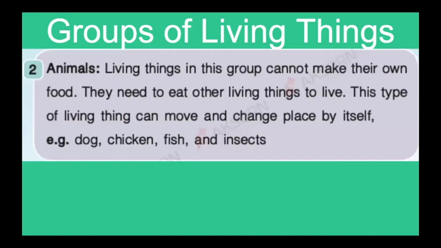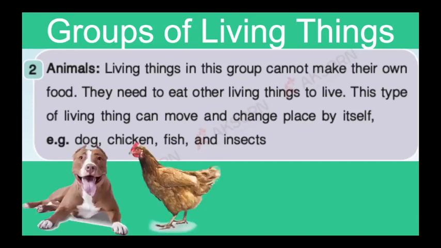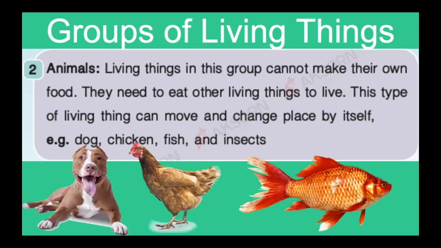Number two, it is animals. These living things cannot make their own food, and they need to eat other living things to live, to survive. And this type of living thing can move and change place by itself. For example, dog. Repeat after me: dog, chicken, fish, and insects.